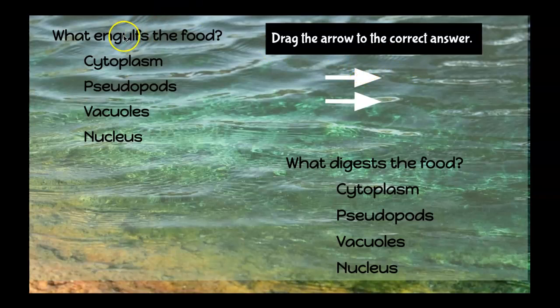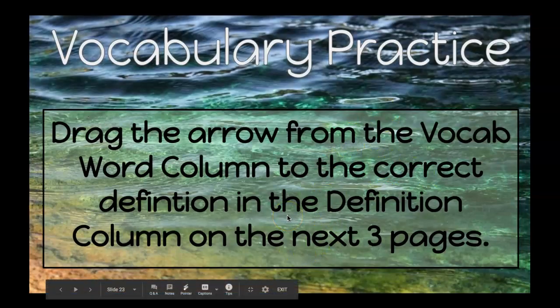So the first question, what engulfs the food? So you'll go back, look at the slide. Is it the cytoplasm, the pseudopods, the vacuoles, or the nucleus that engulf the food? You'll drag your arrow over to whatever you think the answer is. And then the second one, what digests the food? You'll grab the second arrow, drag it over to whatever you think the answer is.